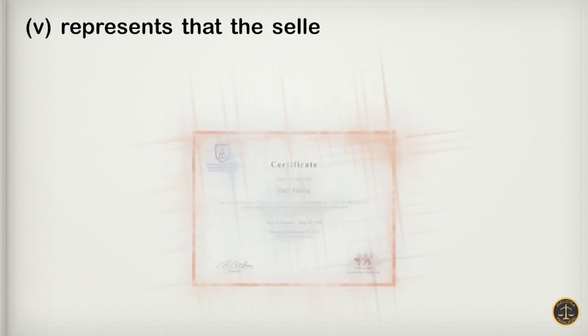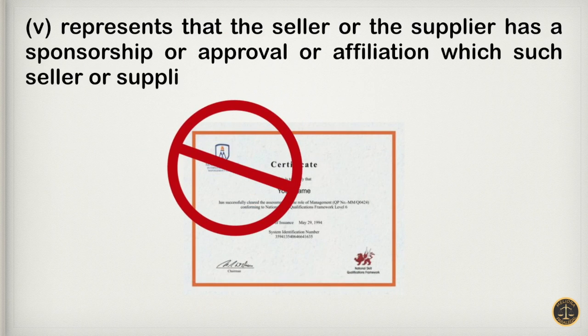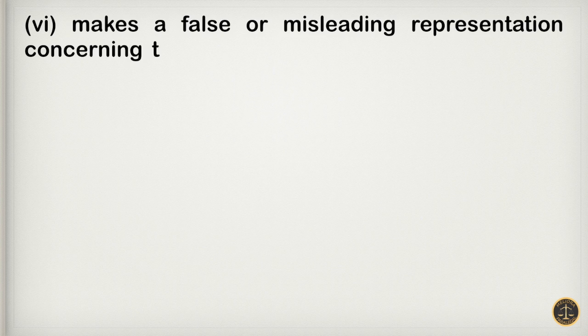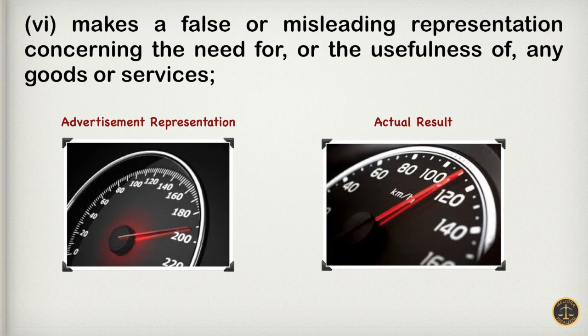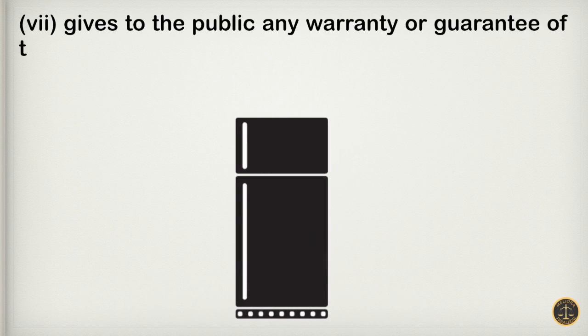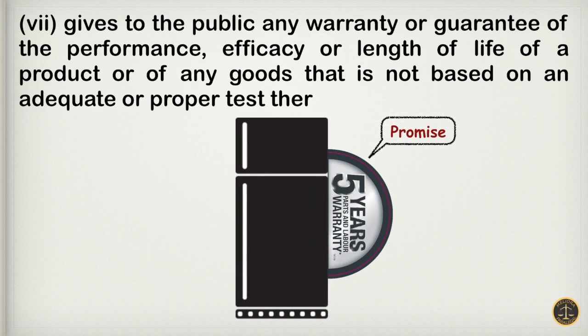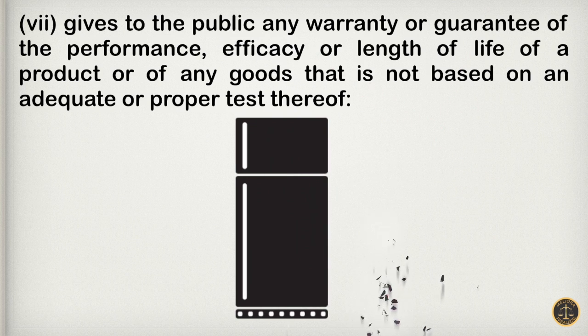Next, represents that the seller or the supplier has a sponsorship or approval or affiliation which such seller or supplier doesn't have. Next, makes a false or misleading representation concerning the need for or the usefulness of any goods or services. Next, gives to the public any warranty or guarantee of the performance, efficacy, or length of life of a product or any goods that is not based on an adequate or proper test thereof.